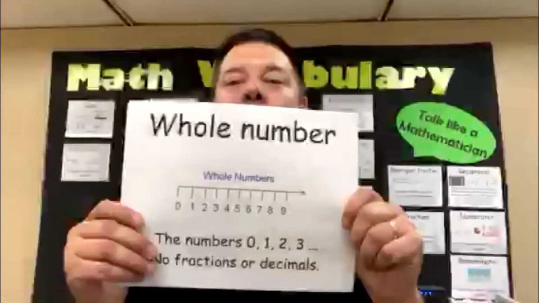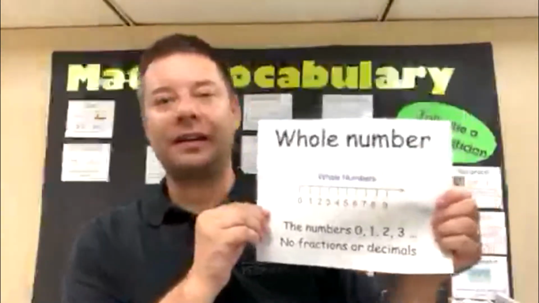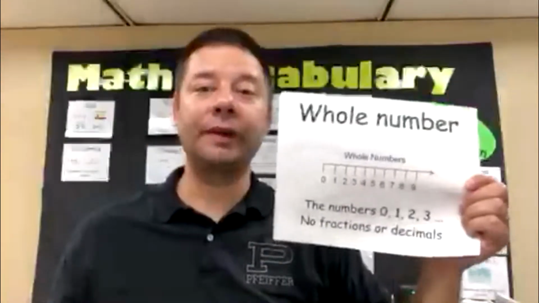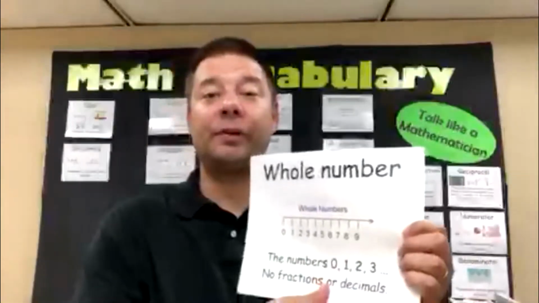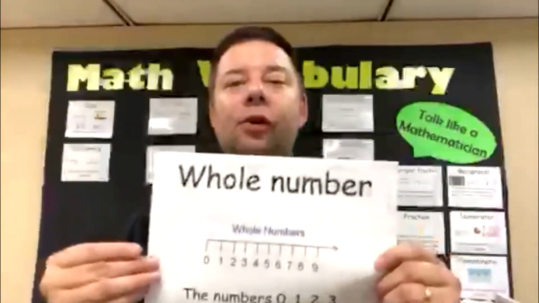We also have some general terms, including as simple as a whole number. Now a whole number, as it sounds, is going to be a number that is whole. That would be like 1 or 2 or 3 or 4. Those are whole numbers. Think about our number line in our classroom. That number line contains whole numbers.